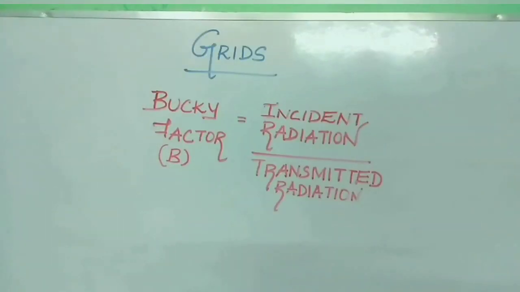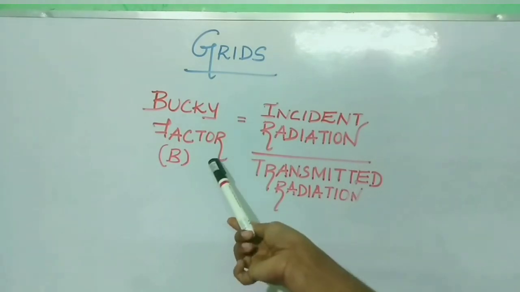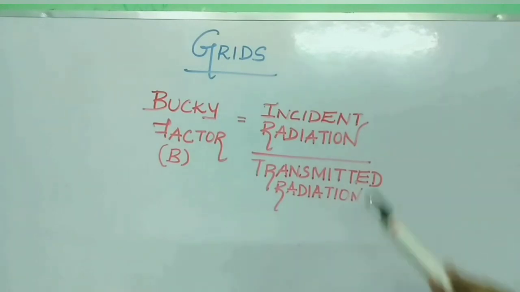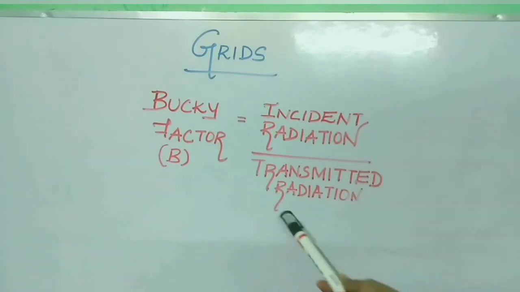One more important thing you should know in this aspect is the Bucky factor. Bucky factor B is the ratio of incident radiation falling on the grid to the transmitted radiation passing through the grid. It indicates absorption of both primary and secondary radiation. A high grid ratio absorbs more scattered radiation, and has a larger Bucky factor than a low grid ratio.